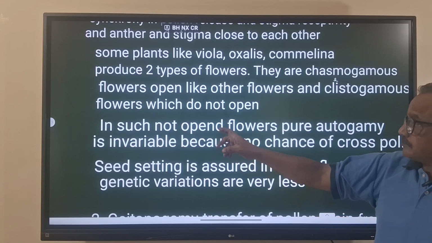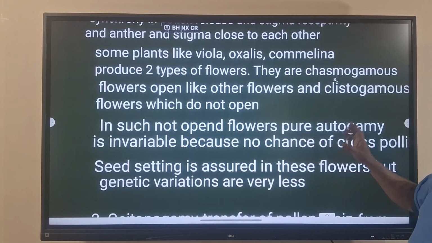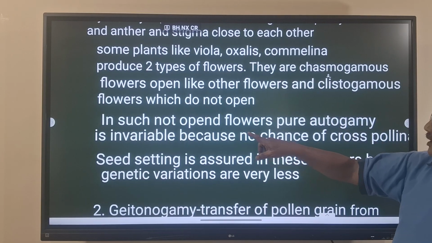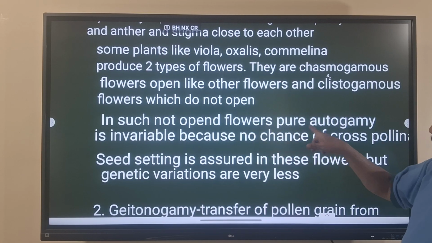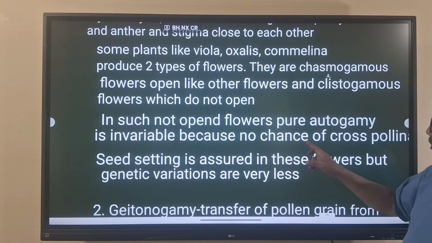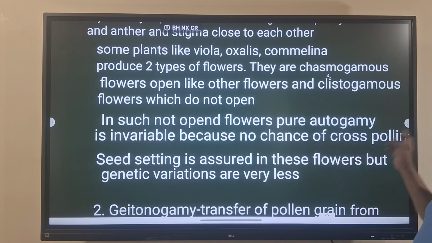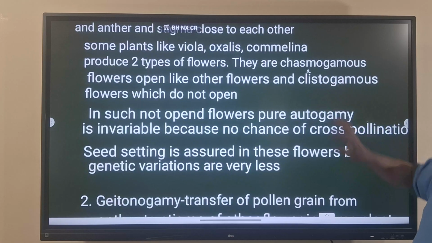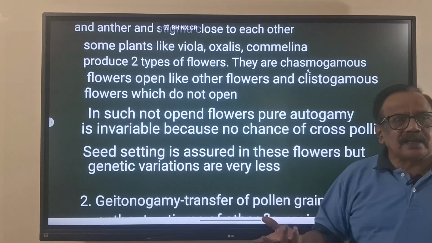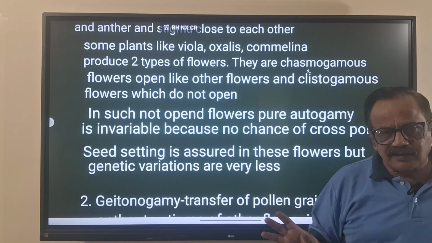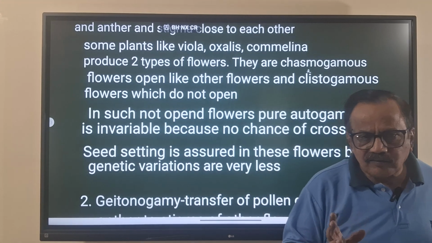So in flowers that do not open, pure autogamy is involved because there is no chance of cross pollination. Because it is the closed type, no agent can enter it, abiotic or biotic, any agent cannot enter. So what will they do?